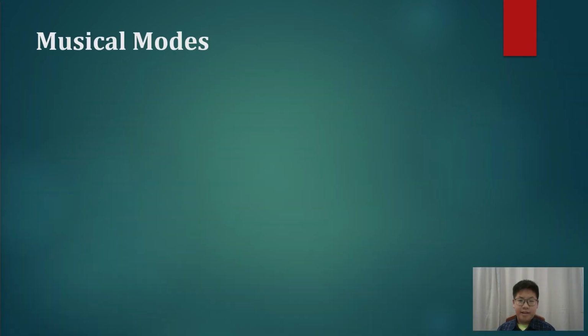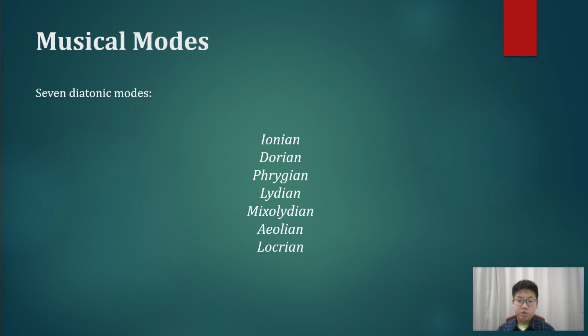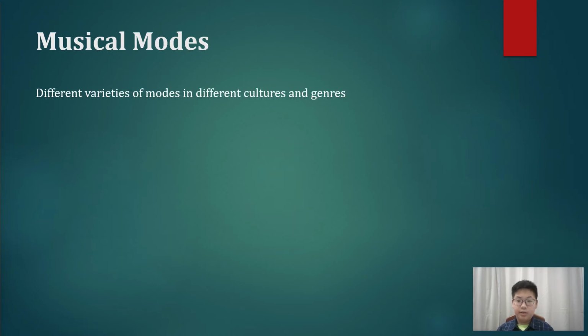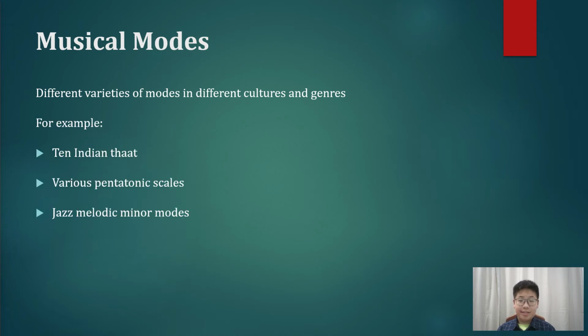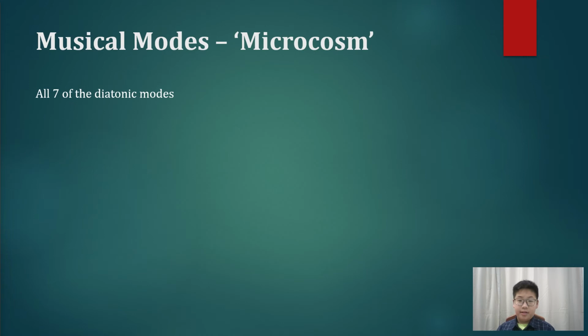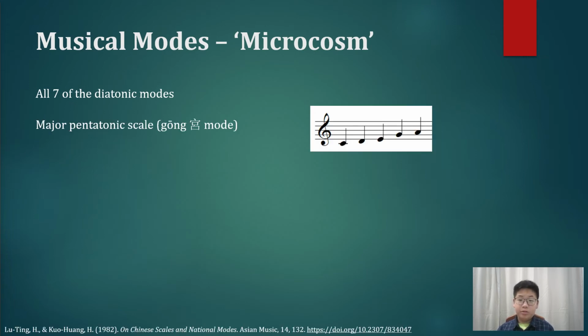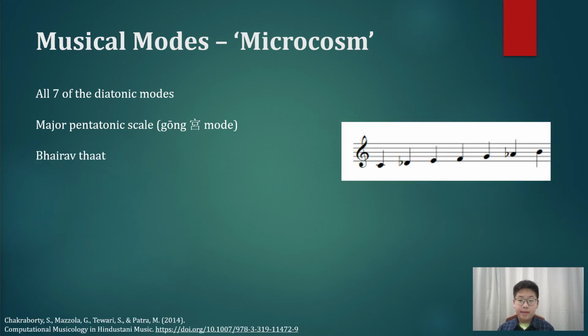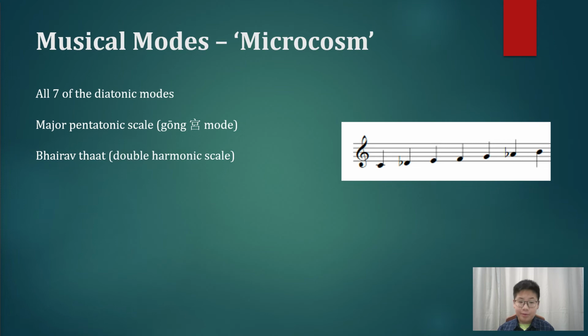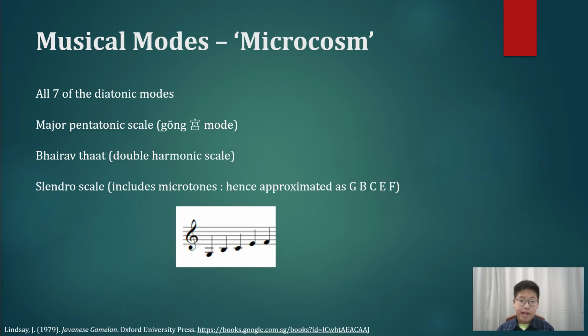Musical modes have a very interesting history, but it has changed to the 7 diatonic modes we know. Other cultures around the world had different varieties of modes, such as the 10 Indian thaats, or pentatonic scales, and many more. For this piece Microcosm, I used all 7 of the diatonic modes. The major pentatonic scale, in Chinese it's called the gong mode, the minor thaat, in the Western world it's called the double harmonic scale, and the Selisir scale, which stems from the Indonesian gamelan.